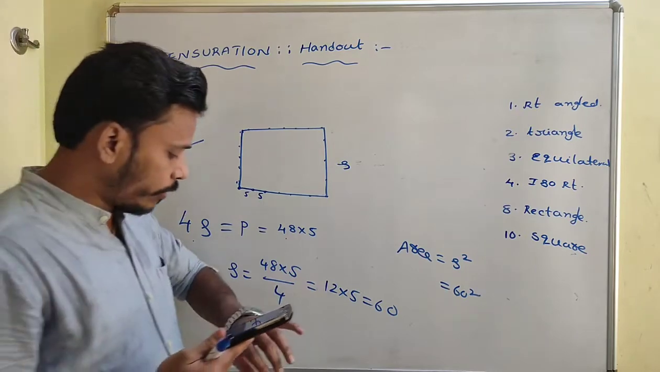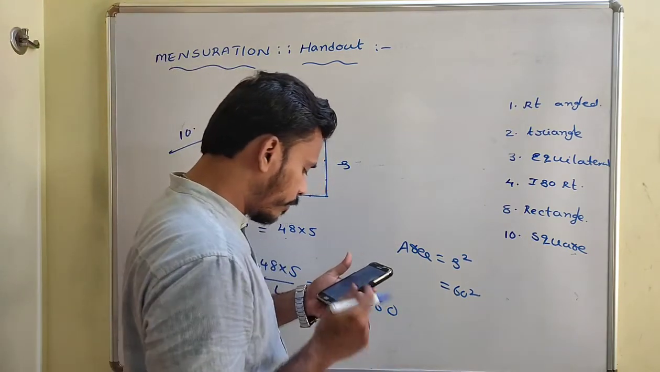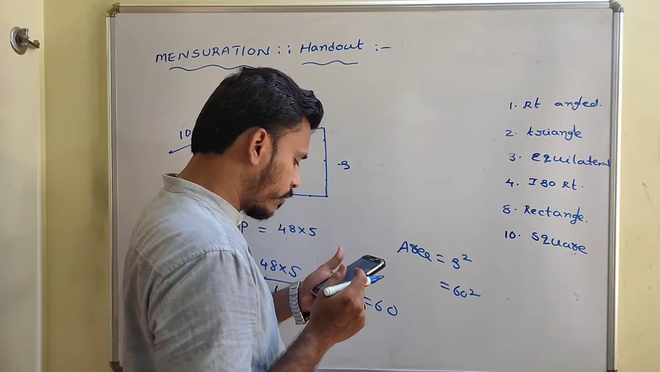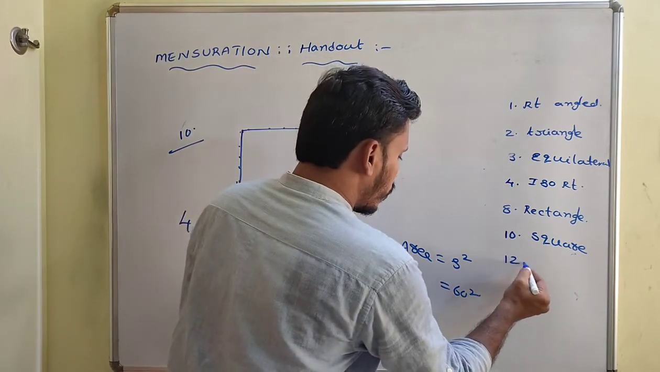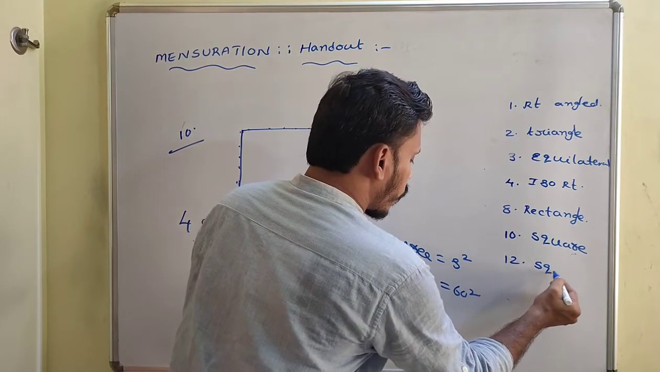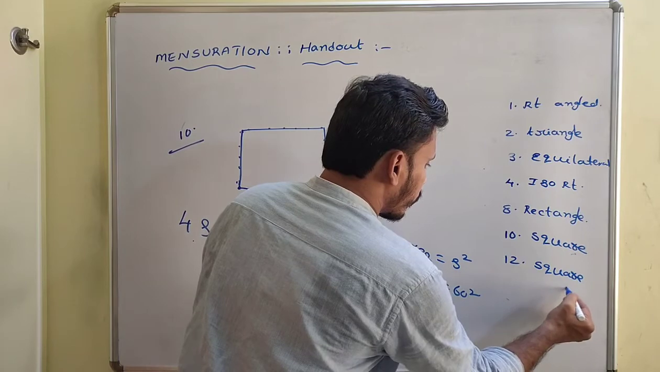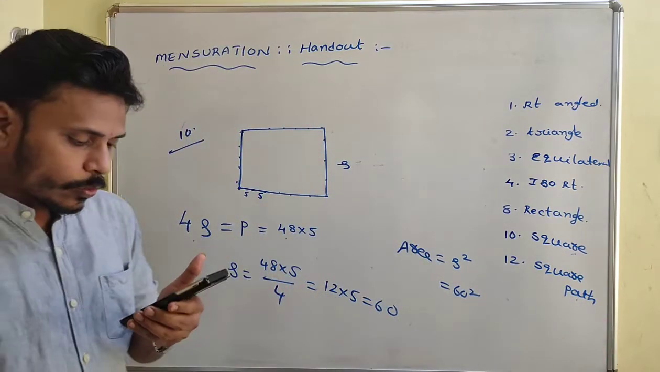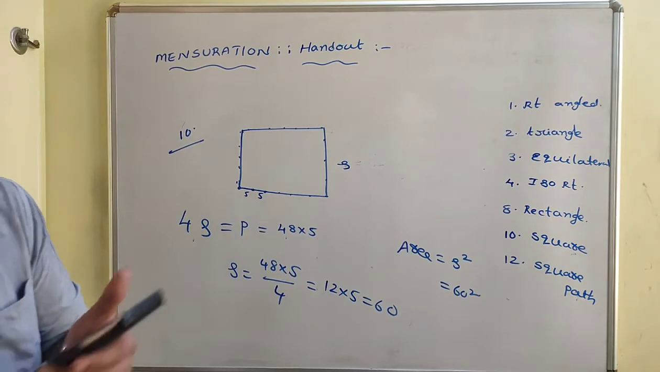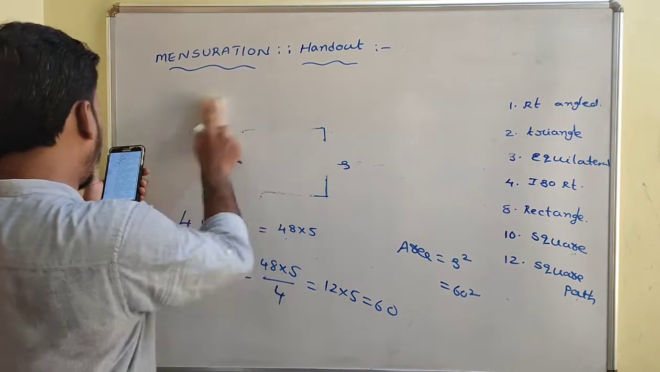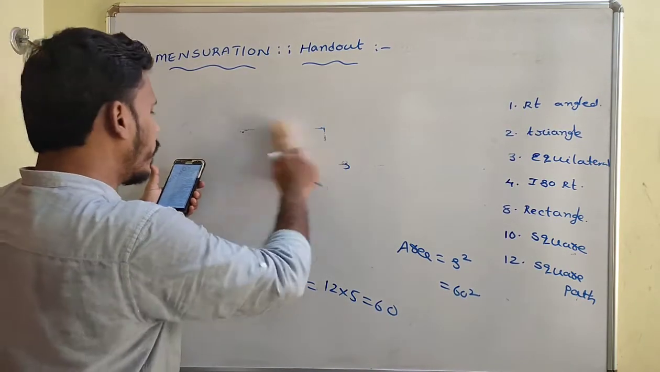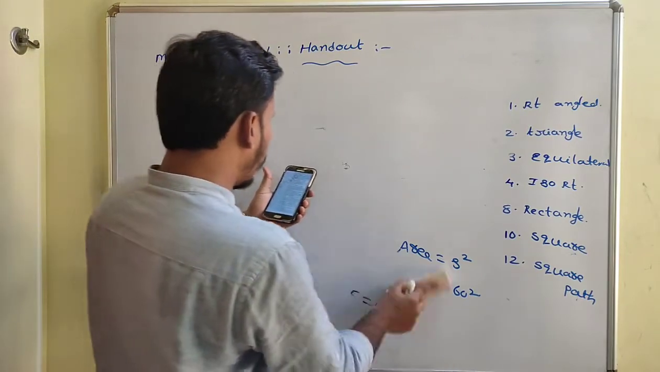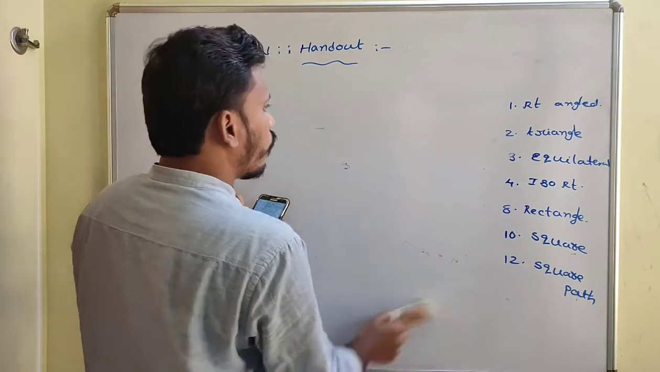Okay, 10th one. Then after the 10th, the 12th one. So this is square path, square boundary. A square room has a veranda of area 96 square meters and width 3 meters all around it on its inside. Find the area of the room.